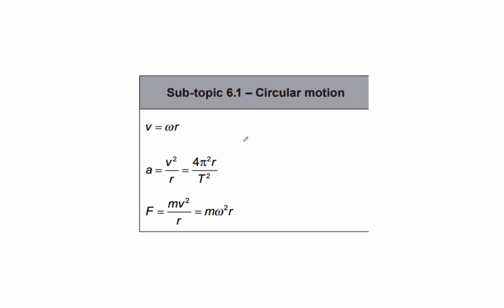So subtopic 6.1, circular motion. This is a formula for the tangential velocity. So if you've got a wheel spinning, and you know the radius of that wheel, and you know the angular velocity, so this is our angular velocity. So this would be meters per second, right?